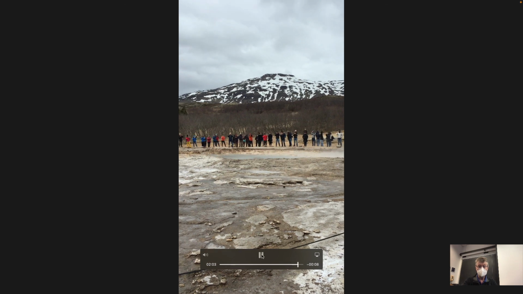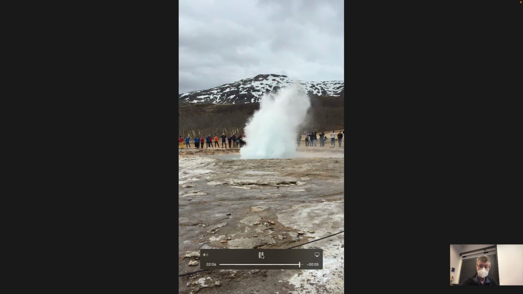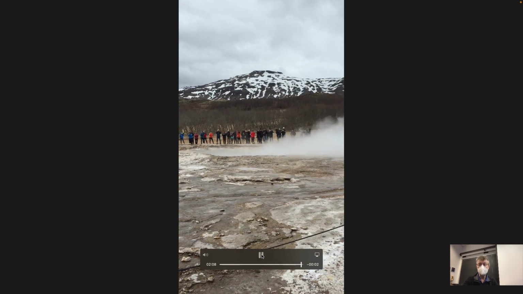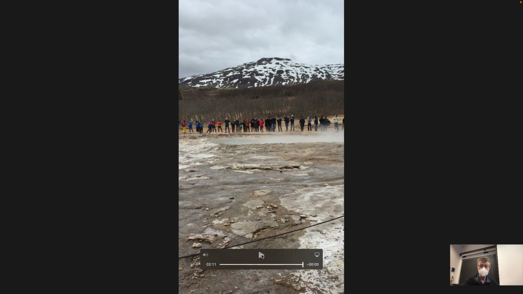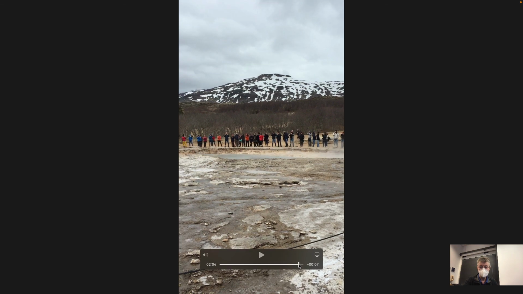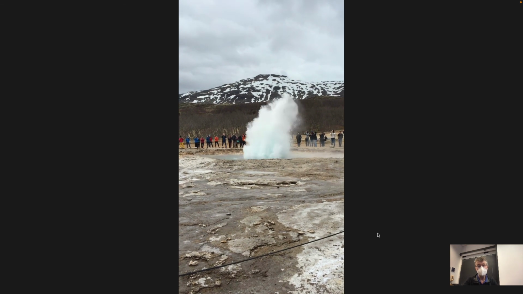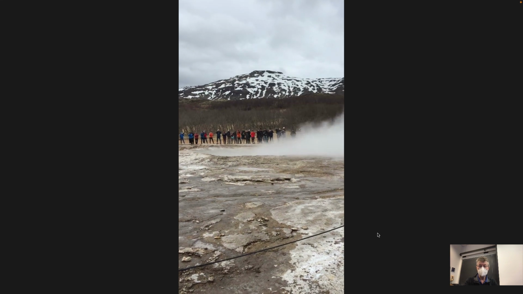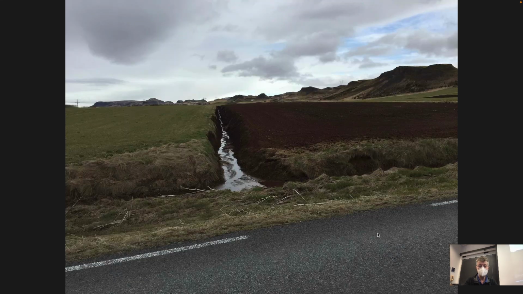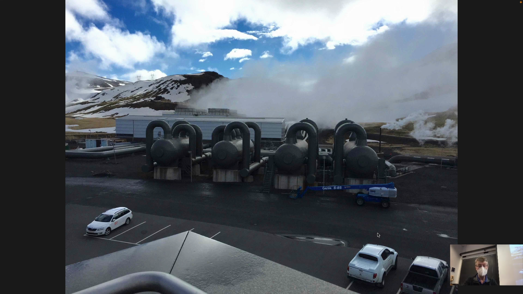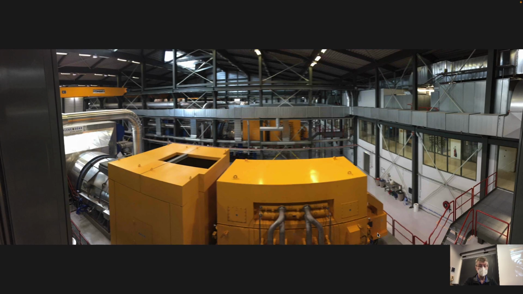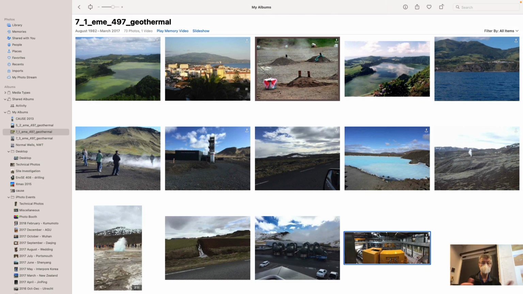Of course, the word geyser is an Icelandic word. I won't make you sit for all of this, but this is just a recording of the original Atlantic geyser. Another geothermal plant close by to Reykjavik, not very far away, with these tanks that are allowing fluids to expand. The generator hall inside, very clean, and I guess that's the end of my slides.